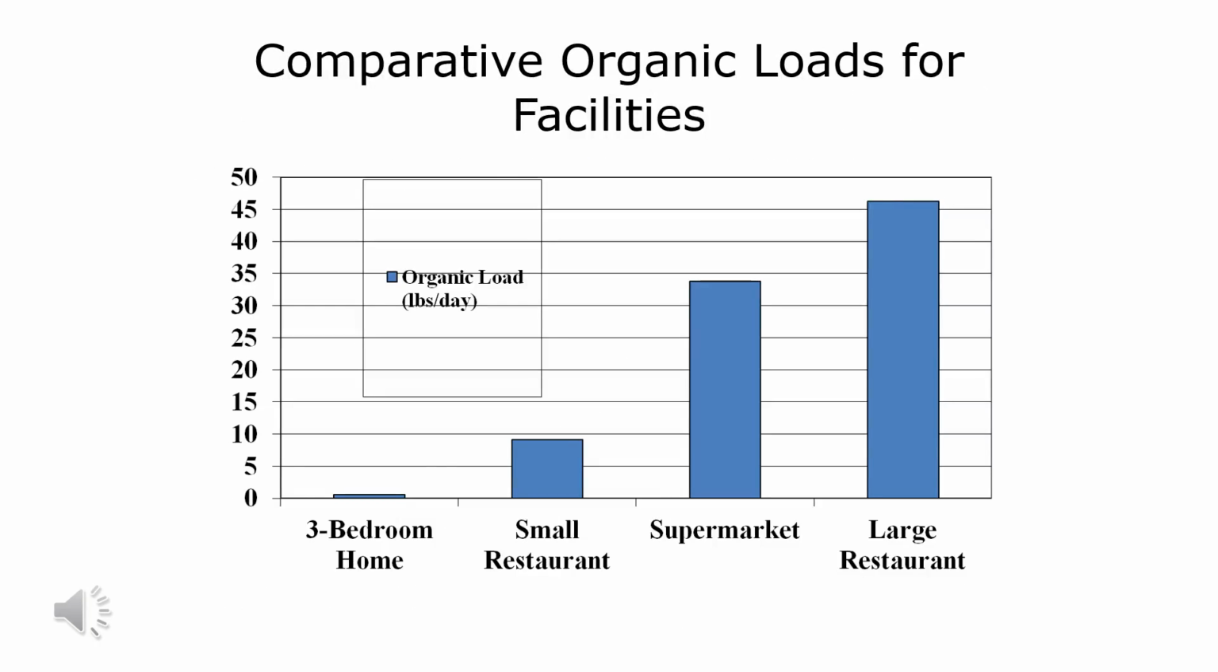This bar chart brings the entire problem into sharp focus. Is it reasonable to assume that if a residential system can operate for years without a problem, which is the leftmost column, that any of these other facilities should have no problem using the same procedure? Of course not. It makes no sense whatsoever.